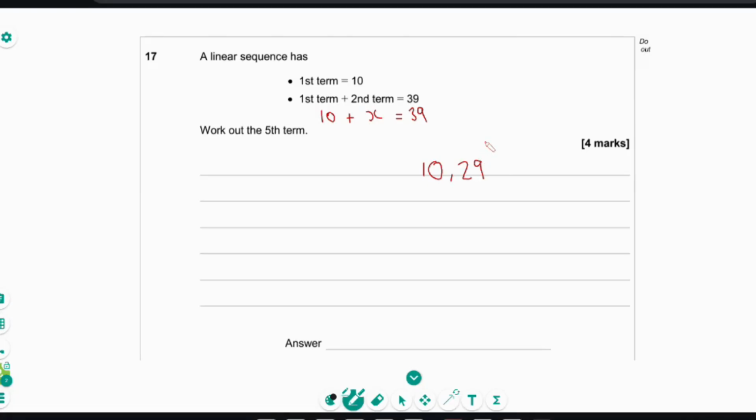So can you see that the common difference here is 19, going up by 19 each time? Because 10 plus 19 is 29. So let's add 19 to get the third term, fourth term, and fifth term. So for me, I think it's going to be easier to add 20 and take off 1. 29, 39, 49, 48, 58, 68, 67, 77, 87, 86. So fifth term, 86.